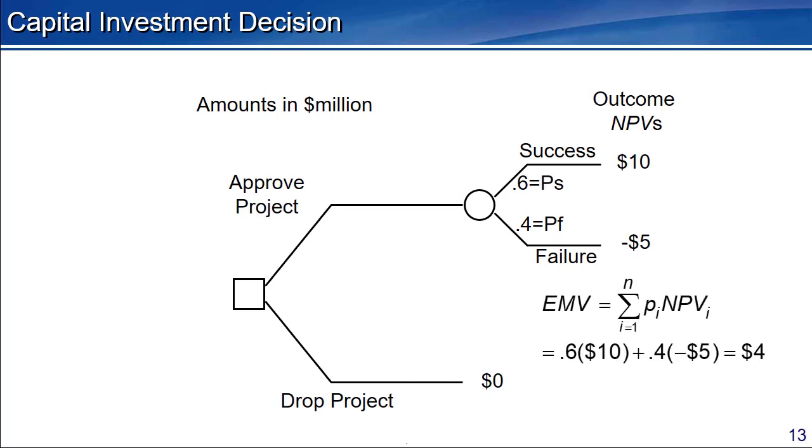Here is the EMV equation. EMV is the sum of the outcome probabilities times the corresponding NPVs. EMV equals 0.6 times $10 million plus 0.4 times minus $5 million equals $4 million. This is the node value and placed on the branch leading into the node.